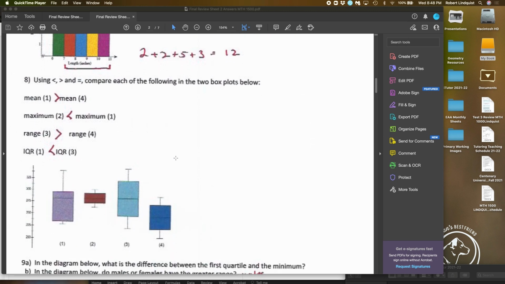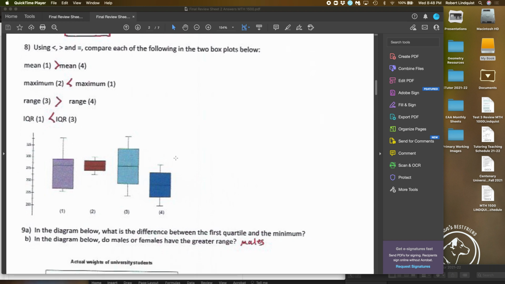With this diagram, we'll do the best we can, considering it's not always easy to tell. The mean of 1 compared to the mean of 4. Well, the mean of 1 is definitely greater than the mean of 4 because those numbers are just higher. Next, the maximum of 2 compared to the maximum of 1, it's definitely less because it's at a lower level than the maximum of 1. The range of 3 compared to the range of 4. Well, the light blue is longer from the maximum to the minimum than 4 is. So that's greater. And the interquartile range of 1 compared to 3, the light blue interquartile range is bigger than the purple interquartile range. So it would be less than.